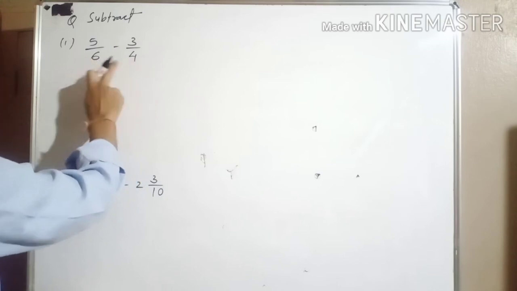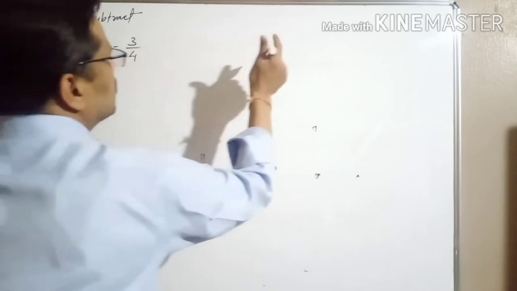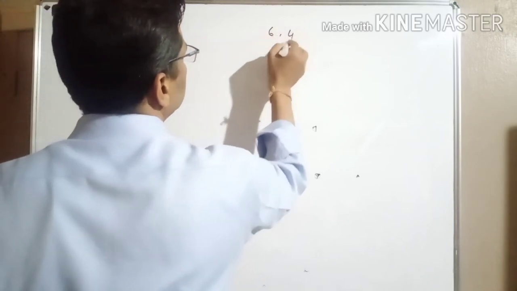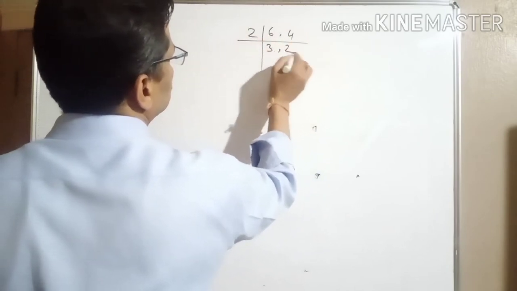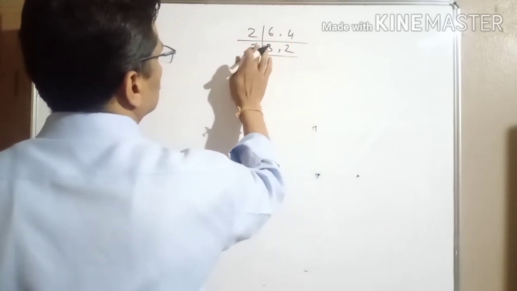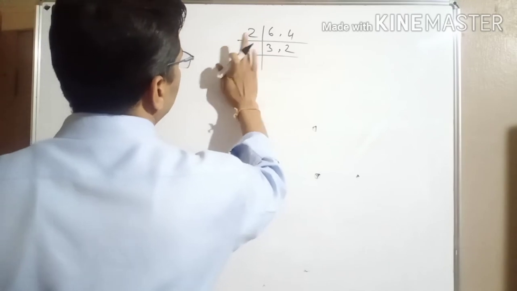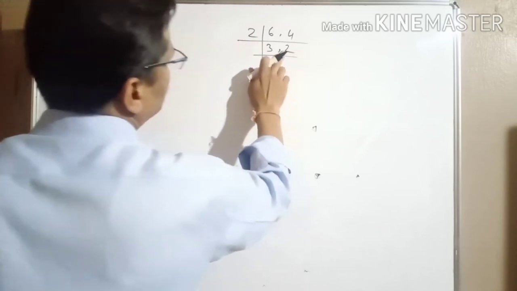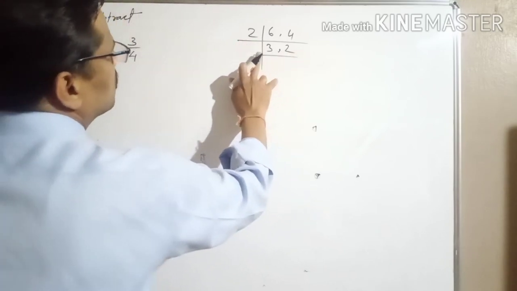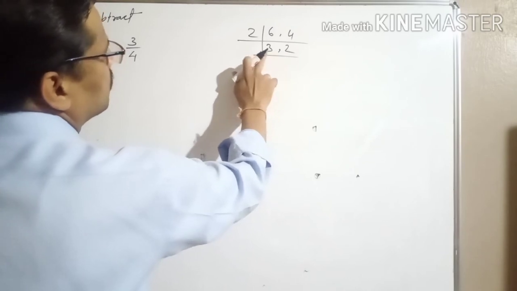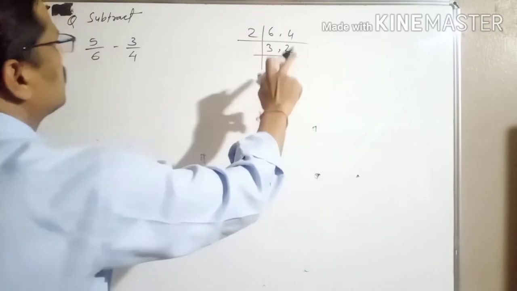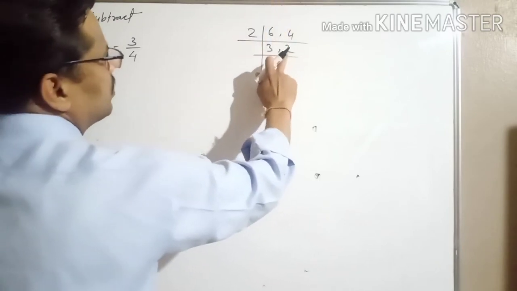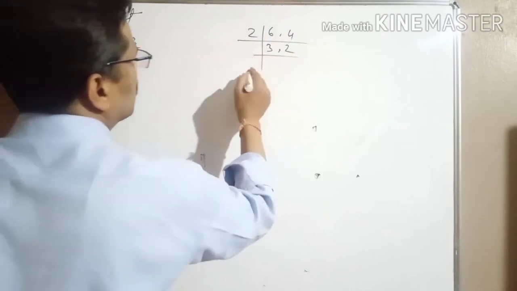We will find the LCM of their denominators. First find the LCM of 6 and 4. 2 3s are 6, 2 2s are 4. Now you are in 7th class, so directly I will tell you that because these are prime numbers, you can directly multiply them and you will get the LCM. Here I multiply 2 3s are 6, 6 2s are 12.